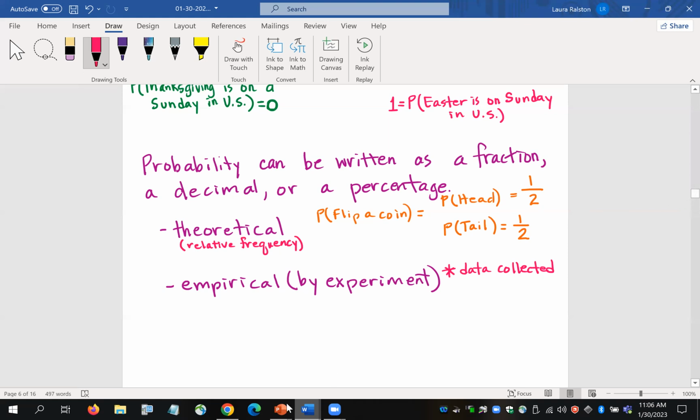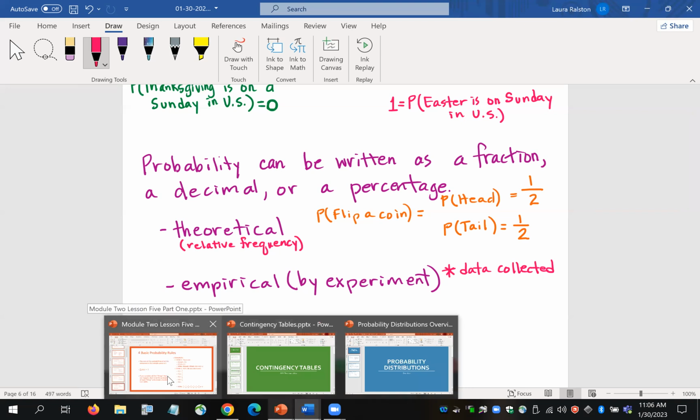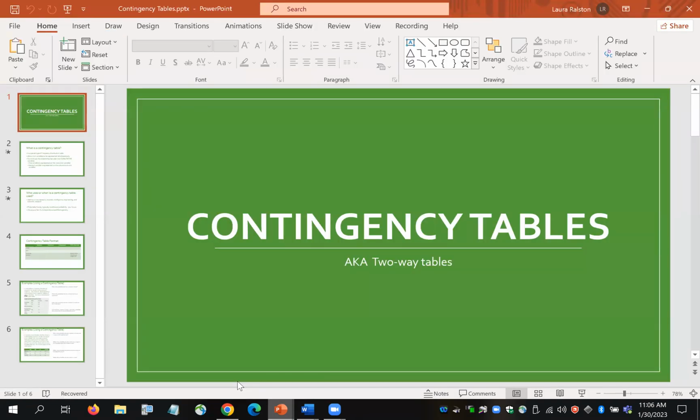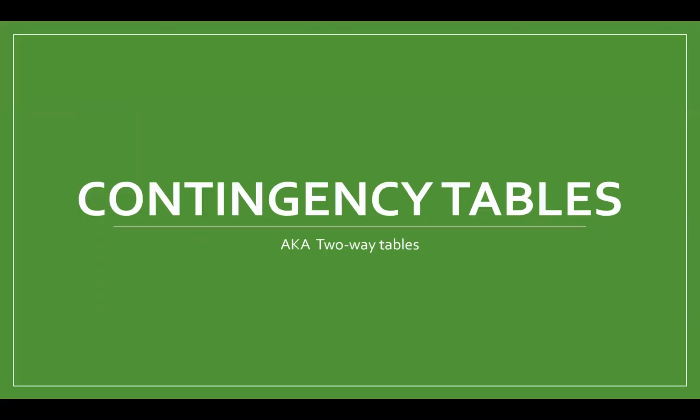One of the ways that we often display data when we collect the data for our study is we can use what's called a contingency table, or it's sometimes referred to as a two-way table. Okay, so we're going to talk a little bit about what a contingency table is and then how we use it, and then we're going to use them to calculate the probability of some events.